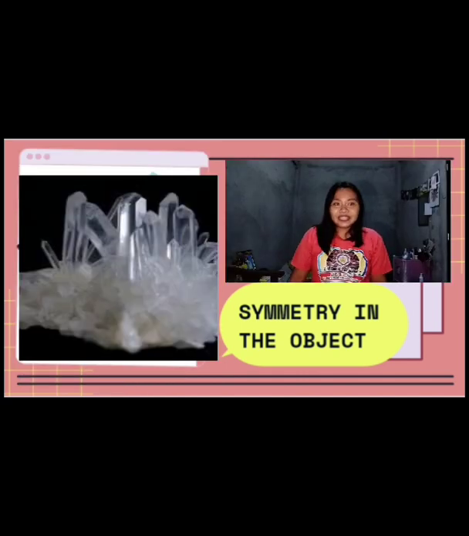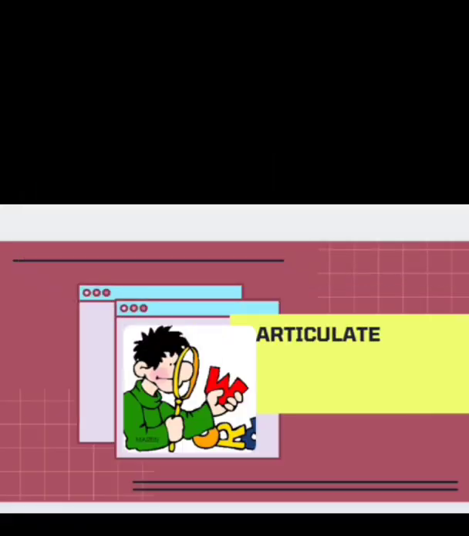Crystal diamond. This will be classified as translational symmetry. It is exhibited by an object which does not change.